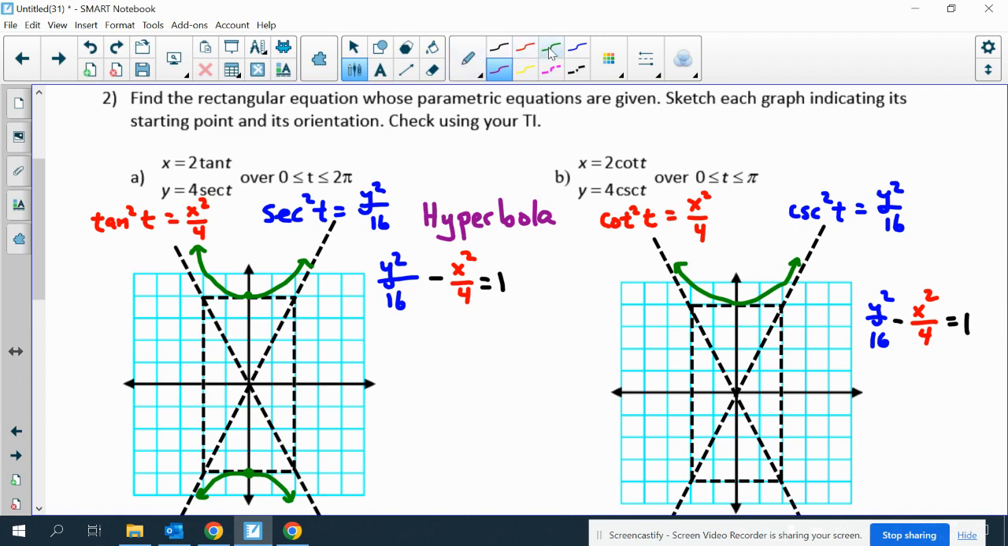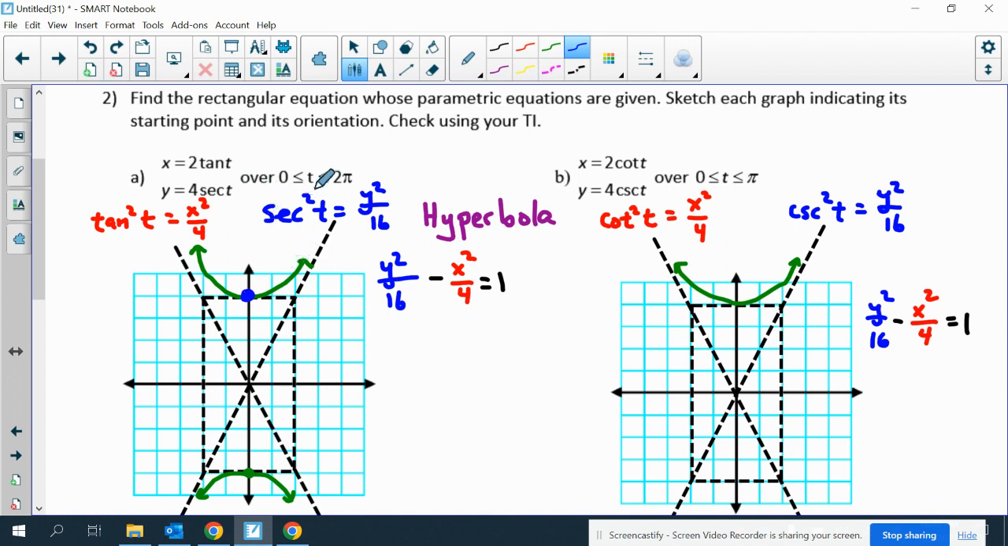we want to start talking about the orientation and the starting point. So if I think about where this will start, for letter A, I'd want to substitute in 0. So if I substitute 0 in, I get, well, tangent of 0 is 0, and secant of 0 is 1, so I get 0, 4. So this is my starting spot.